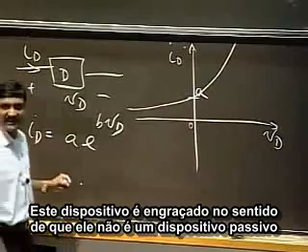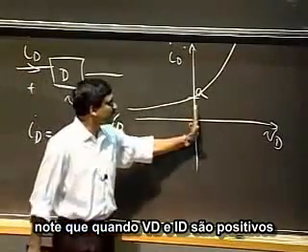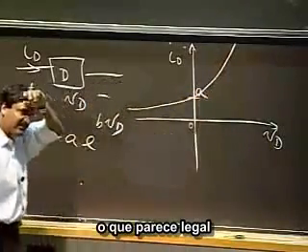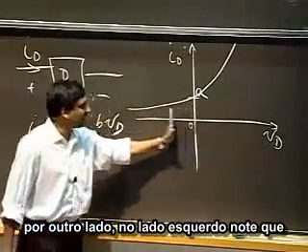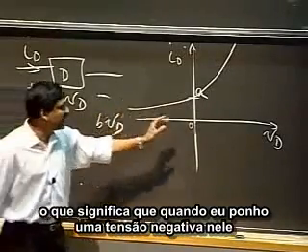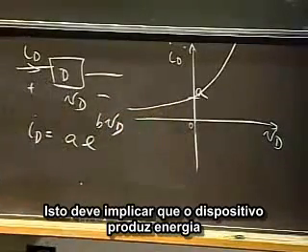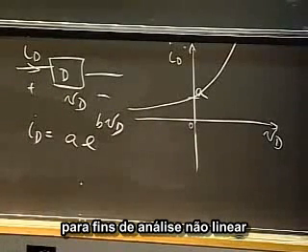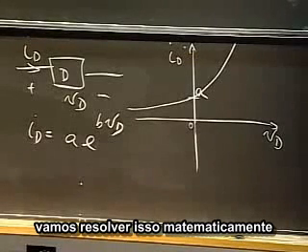This device is funny in the sense that it is not a passive device, in that notice that when VD and ID are positive, the product is positive, which is fine, which says that it is consuming power. On the other hand, on the left-hand side, notice that the VI relation is negative, which means that when I put a negative voltage on it, it can still sustain a positive current. This must imply that the device is producing power. Okay? But for the purpose of a nonlinear analysis, we don't have to worry about that. Let's just do it mathematically and find out what it looks like.